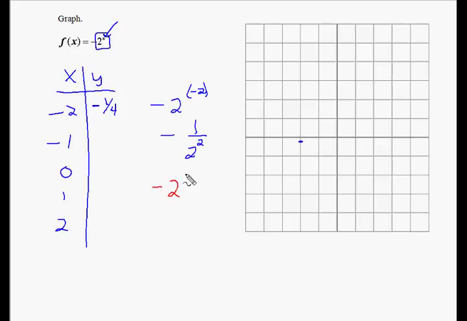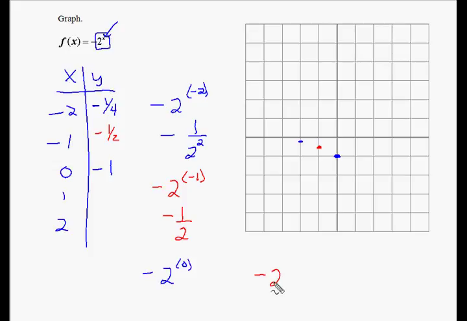So if we have negative 2 raised to the negative 1, again that negative exponent is a reciprocal, it's negative 1 over 2 to the 1, which is negative 1/2. So at negative 1, we're negative 1/2. So if we try negative 2 raised to the 0 power, well, anything raised to the 0 power is 1, but there's a negative out in front, so that makes it negative 1. At 0, we're negative 1.